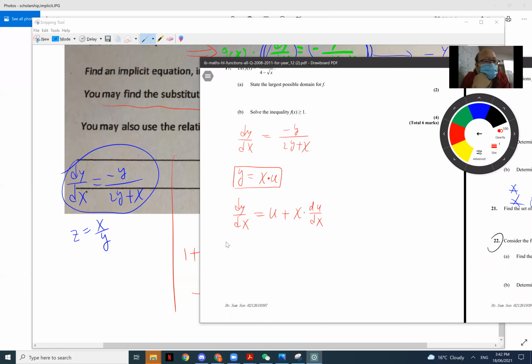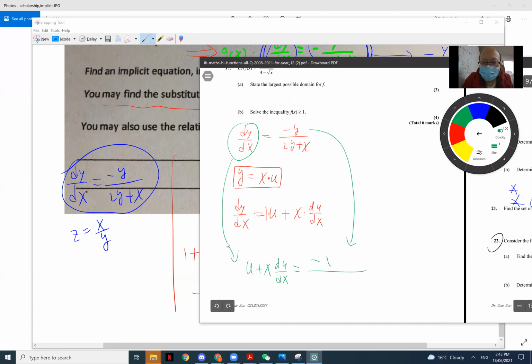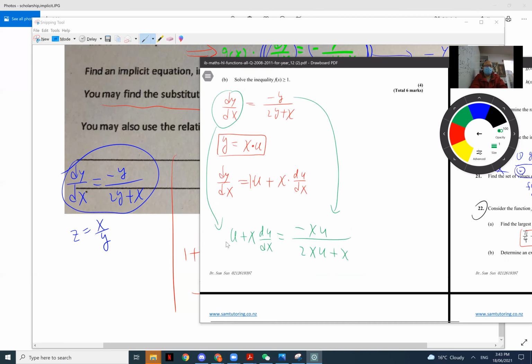If you differentiate y with respect to x, differentiate x just gives 1, u no change, then x keeps differentiating u. That's the typical implicit product rule. Okay? If you got this part, everything is ready. This part changes to u plus x du dx. Check the other side. This y changes to x u, just x.